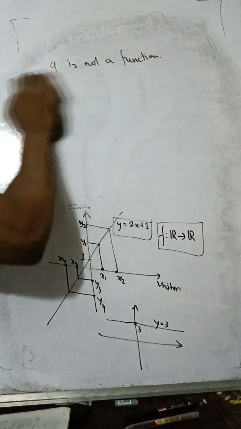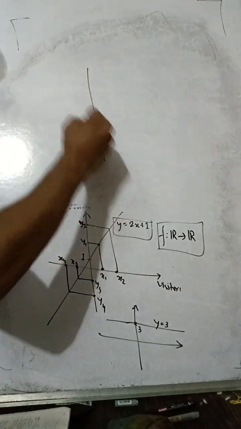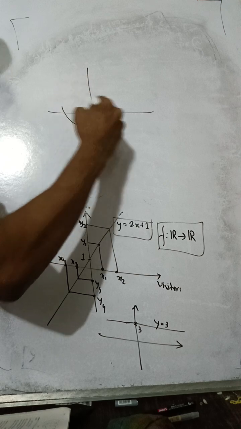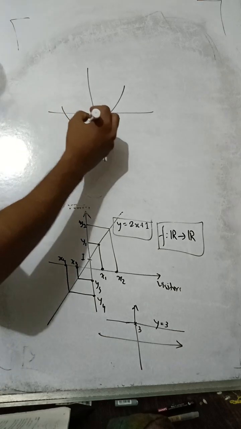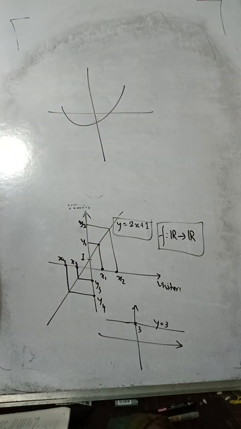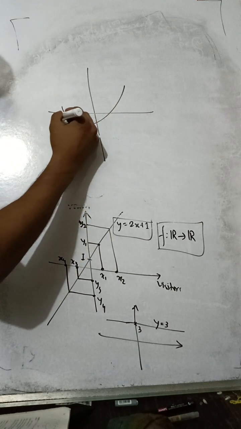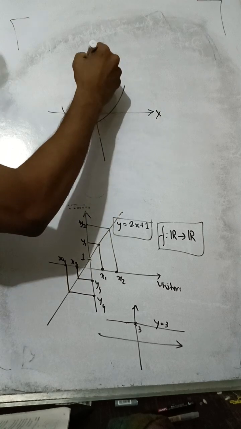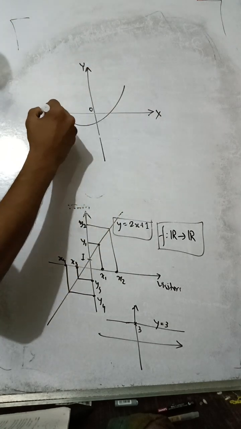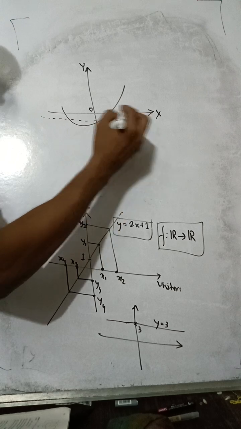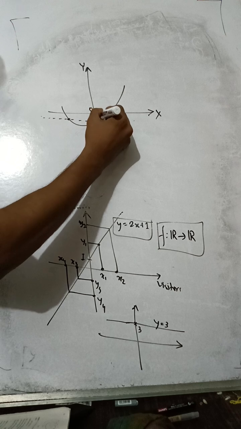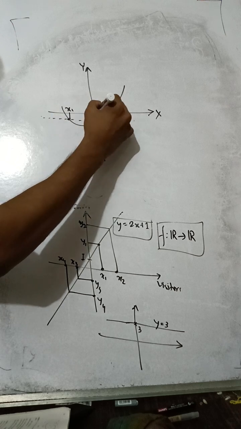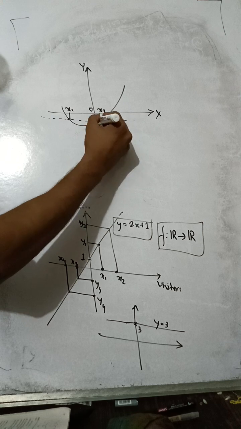Suppose you have something like this, maybe a curve, something like this. So this is not a one-one function. Why? Because suppose you draw a line parallel to the x-axis like this. This line is touching the curve at 2 points, and we can have x1 and x2 here. Now, look, let this be y.